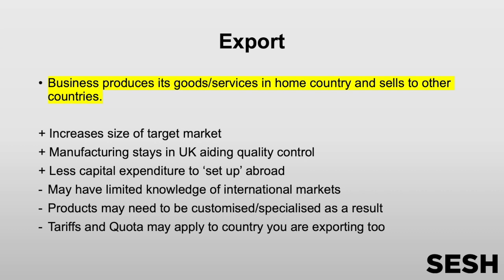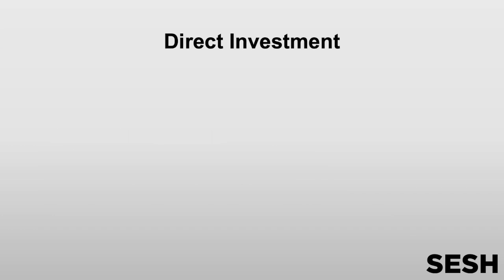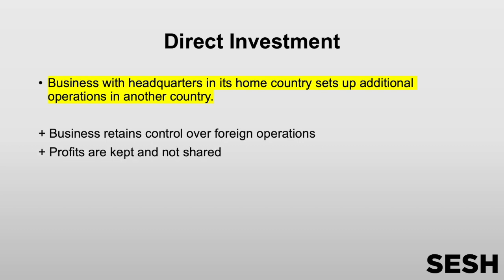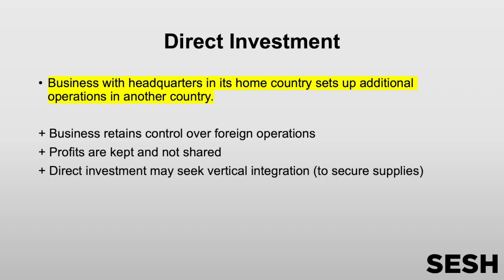Let's move on to the next one. So direct investment is the second one. This is when a business with headquarters in its home country sets up additional operations in another country. Advantages: the business retains control over its foreign operations. The profits are kept and not shared. That might be the case with the first two points there. If you were to make a licensing agreement, then you might have to share your profits and you'd lose control over your foreign operations. So you don't get that with direct investment.